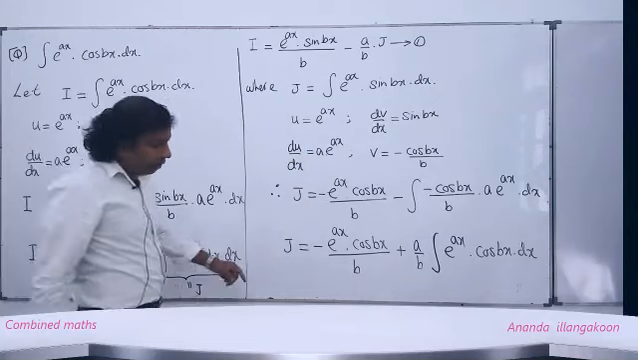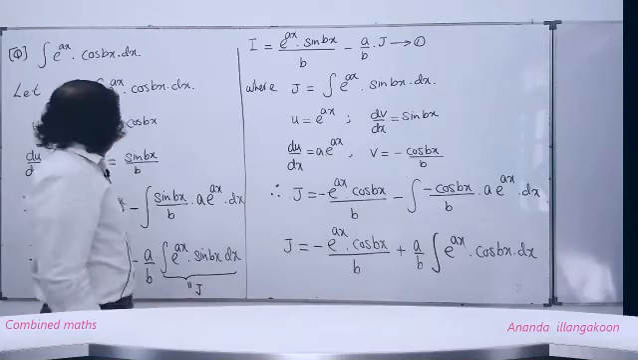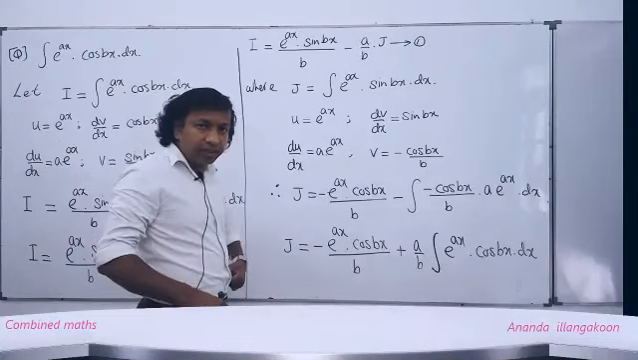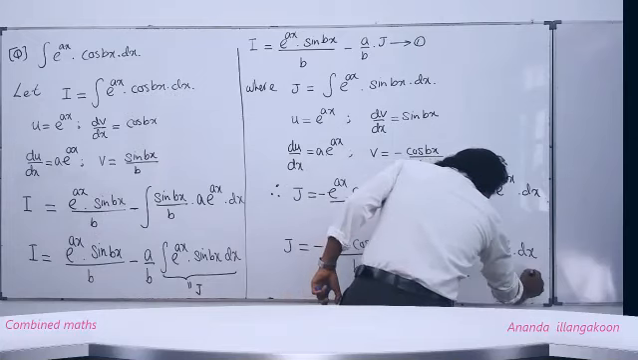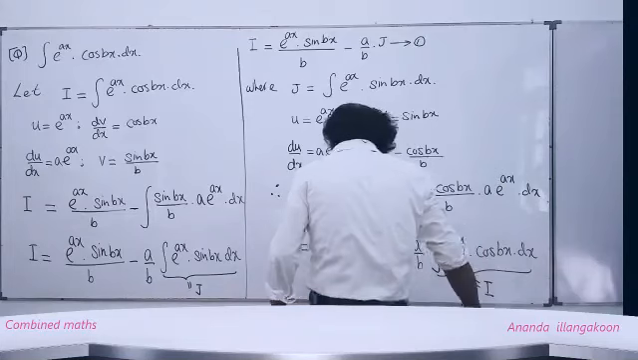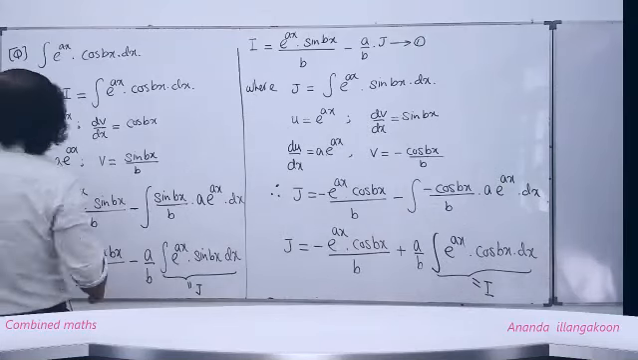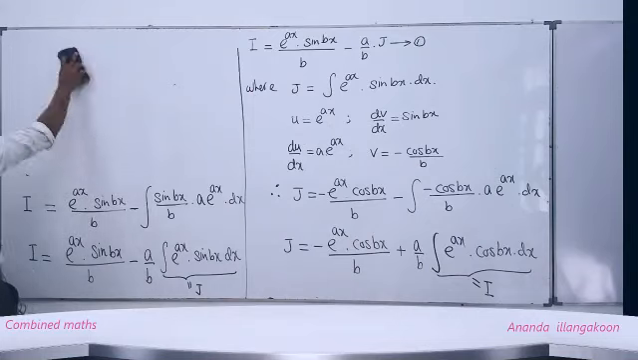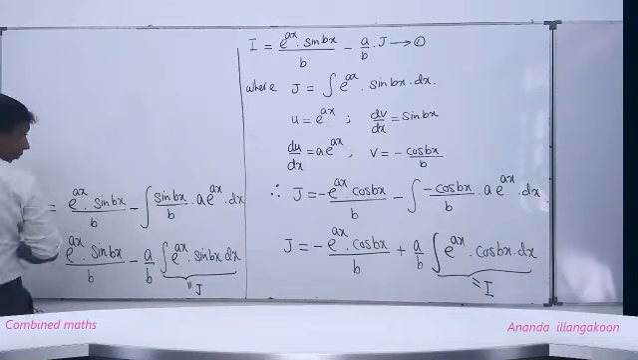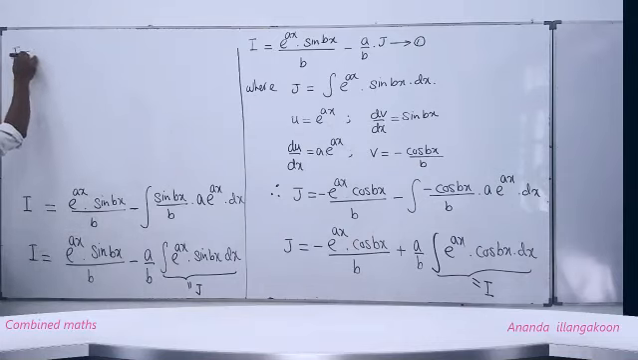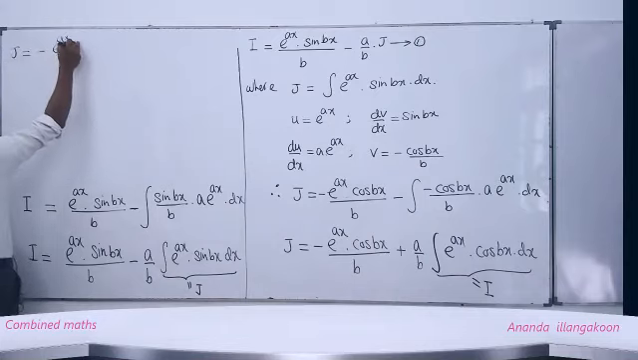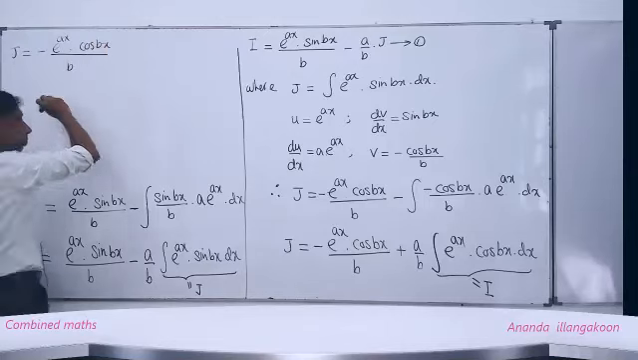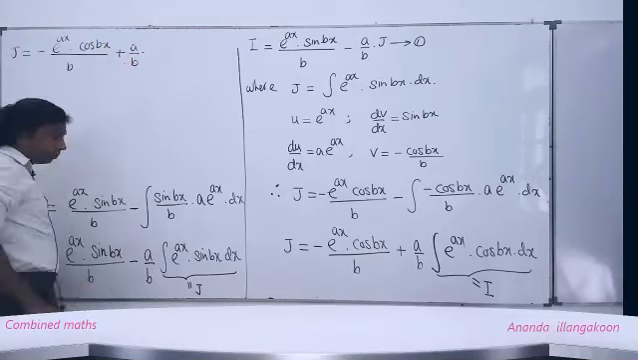Now the integral of e^(ax) cos bx is really again the same I, the very first given question we had to integrate. So we don't integrate that again, we put that as I. Therefore, we can write J is equal to minus e^(ax) cos bx divided by b plus a upon b times I.